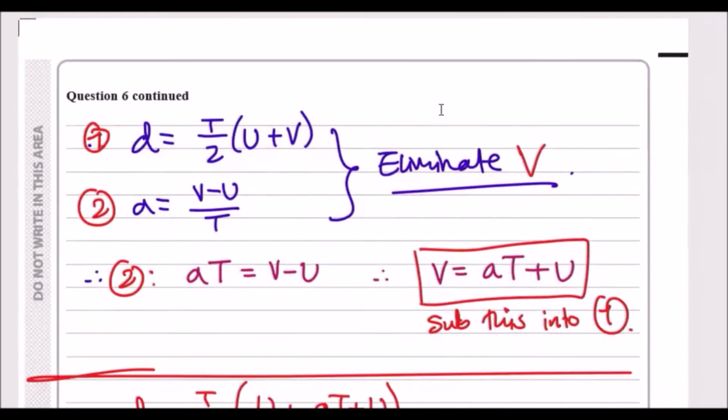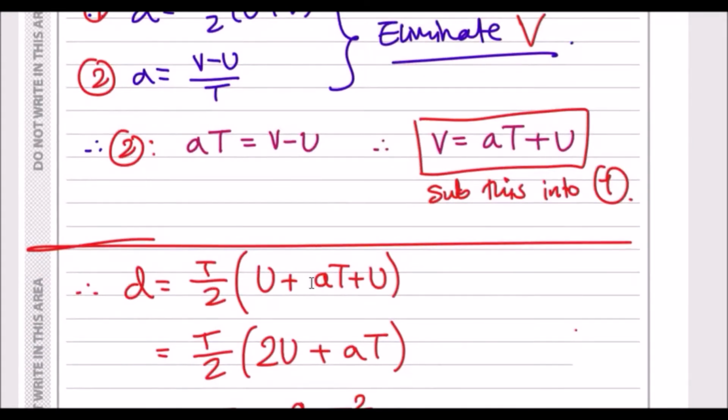So check it out. So here's our first and second equation. Firstly, the target is to eliminate v. So firstly, times t across, and make v the subject, plus u across. When you do that, sub this into the first equation. So replace v with at plus u, and it should look something like this.